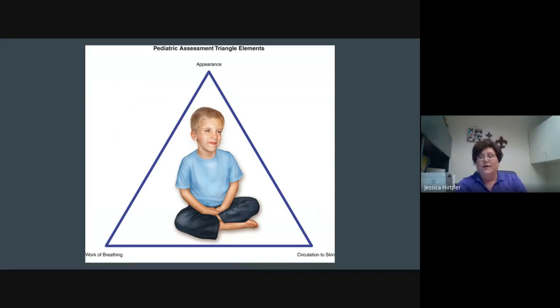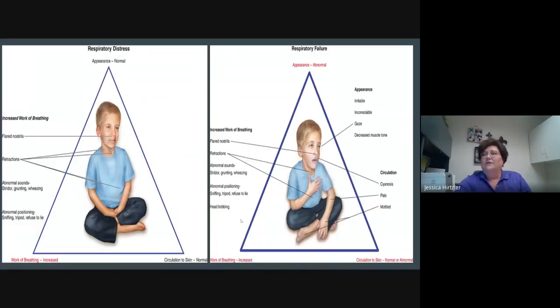But know that your assessment for these kids is going to be the same yet different because of their anatomical differences. Okay. So this kid has no trouble breathing, but look at these two little guys. Okay. So we're going to talk about respiratory distress and then on to failure.